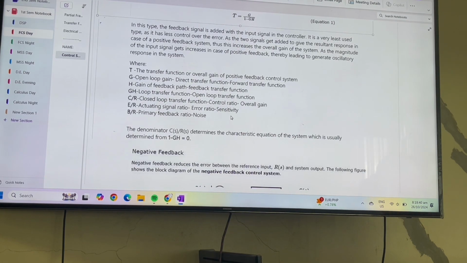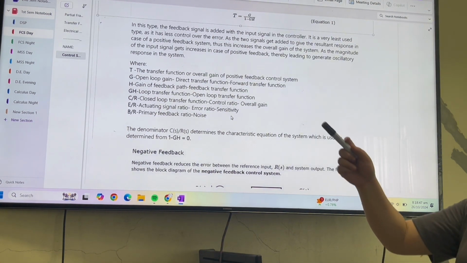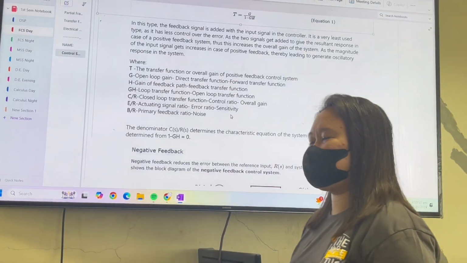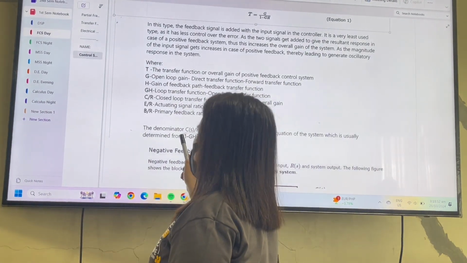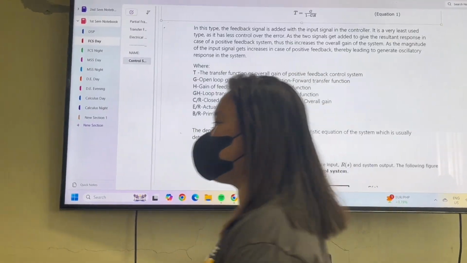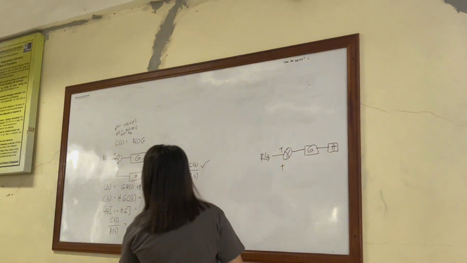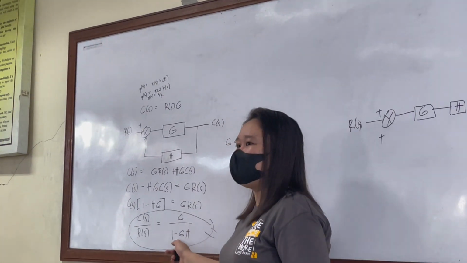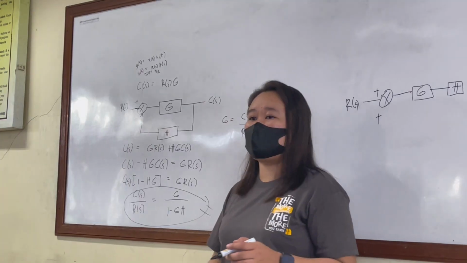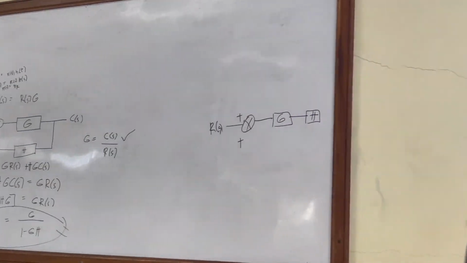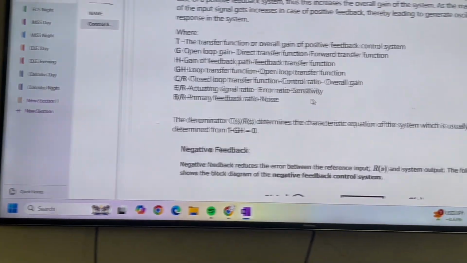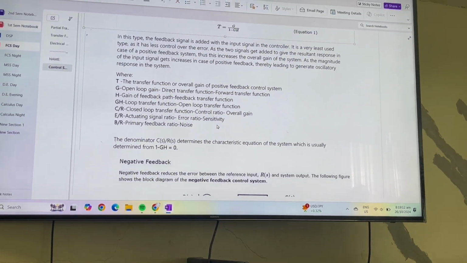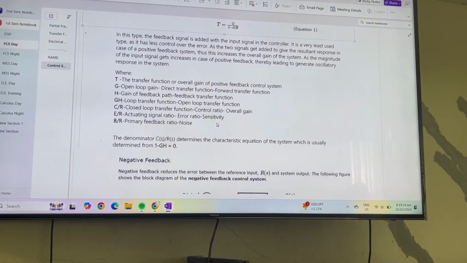So the denominator of our transfer function G, which is also identical to C(s) over R(s), is called the characteristic equation. Kanang denominator gani sa atong, this is the overall gain of our positive feedback control system, right? Now, this denominator here, kung i-equate na mo 0, that is the characteristic equation, wherein you can use that in solving root locus. Okay, abot mo na root locus.